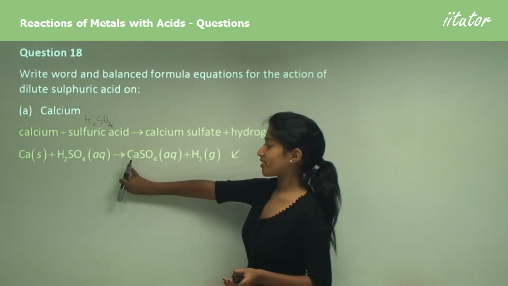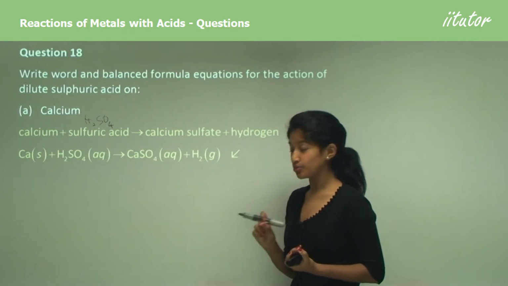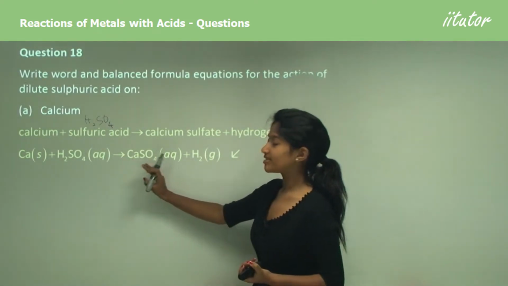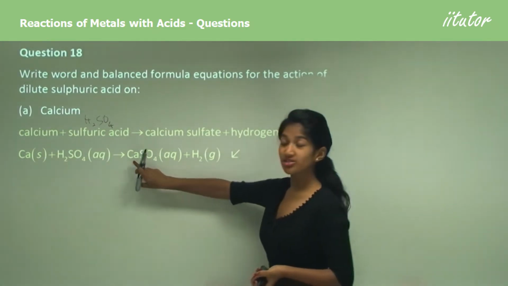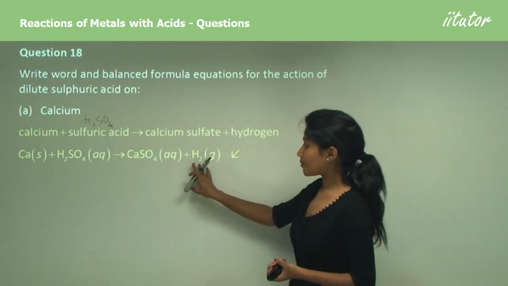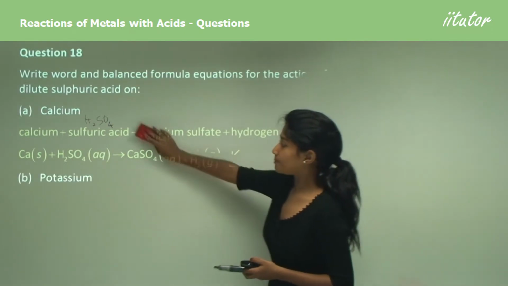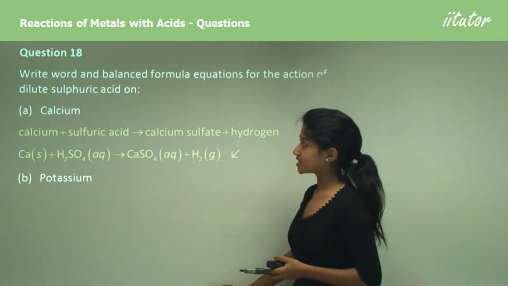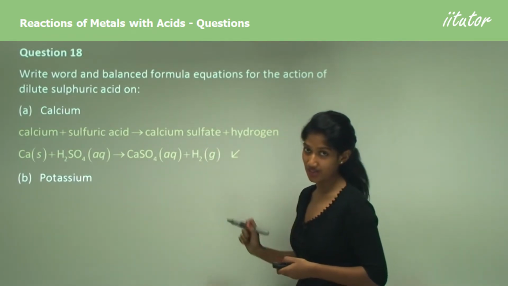Now calcium has a valency of 2 plus. Sulfate, remember I told you, has a valency of 2 minus. So when you write it, they just cancel out and you don't have any subscripts. Calcium is found in the second group. That's why it has a valency of +2. And we have hydrogen gas also being produced. Now moving to part B. Part B says potassium. Now potassium is quite reactive. It's more reactive than calcium.